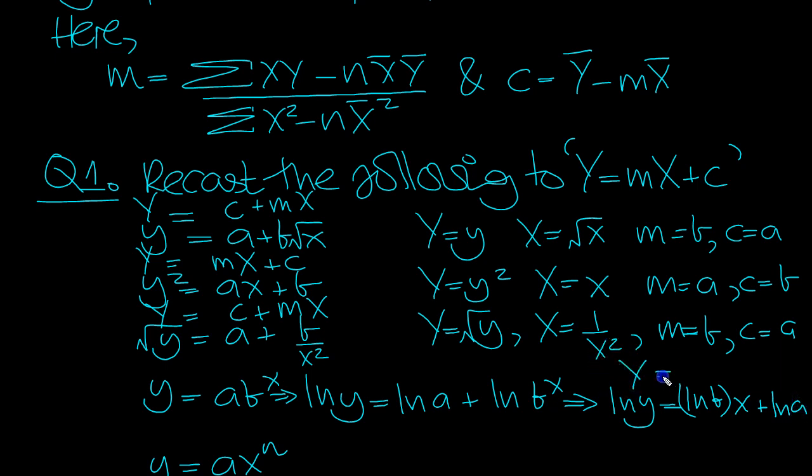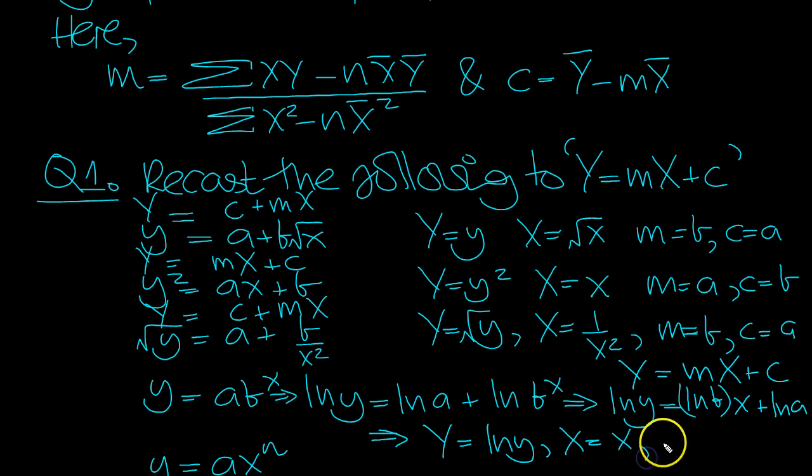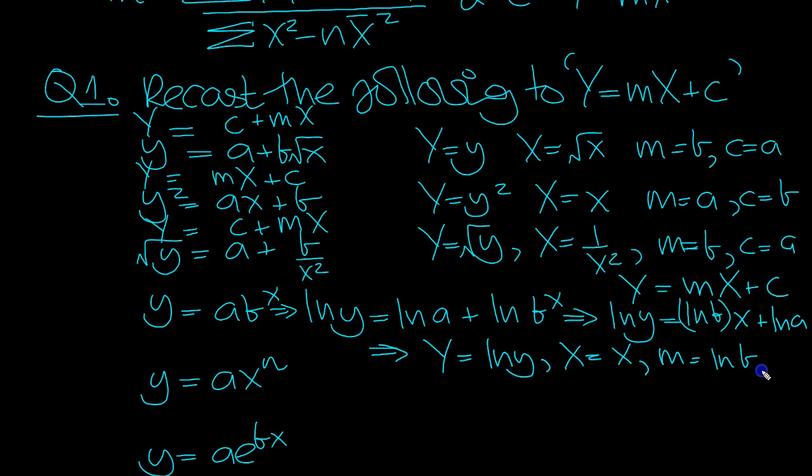And here we've got y equals mx plus c. So in this case, y would correspond to ln y. The capital X would just be the value of x. The m corresponds to ln b. So once we've got m, we could get b. And the c corresponds to log of a. That's the correspondence there.